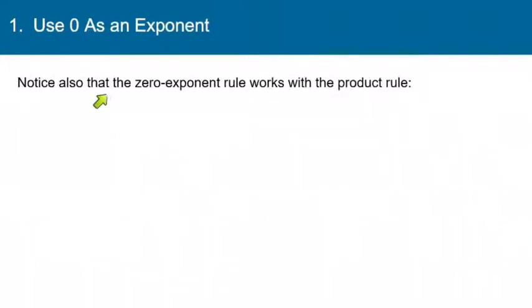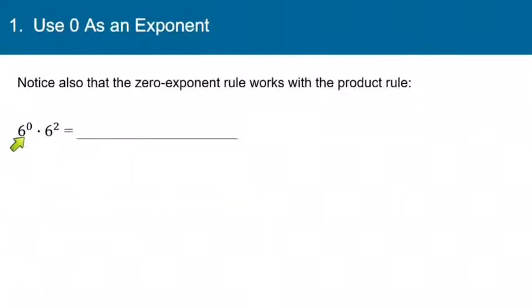Now I want you to notice that the zero exponent rule goes right along with the product rule. The two rules can never contradict each other. All of these exponent rules we're learning always have to agree with each other. So we're going to look at this expression two different ways. Here we have 6 to the 0 times 6 to the second.